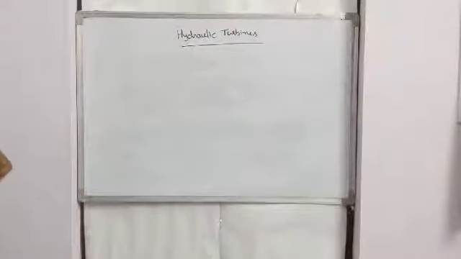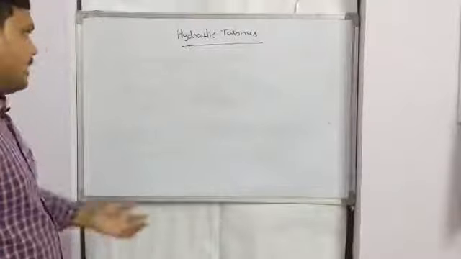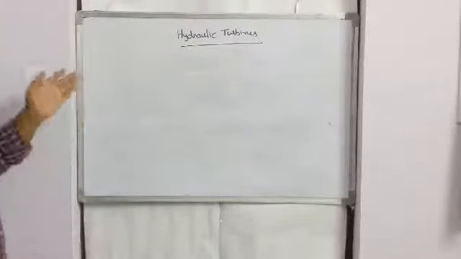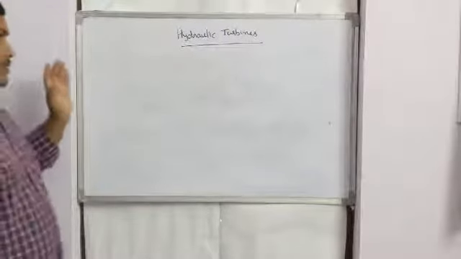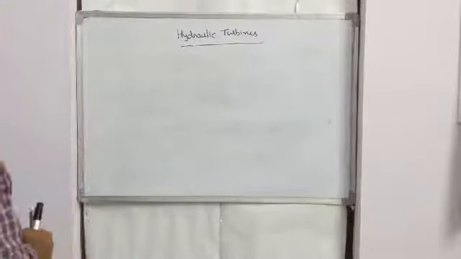The potential energy we are getting from the dam. Already we discussed completely the layout of a hydraulic power plant. In the hydraulic power plant, the dam is constructed at the flow river path.